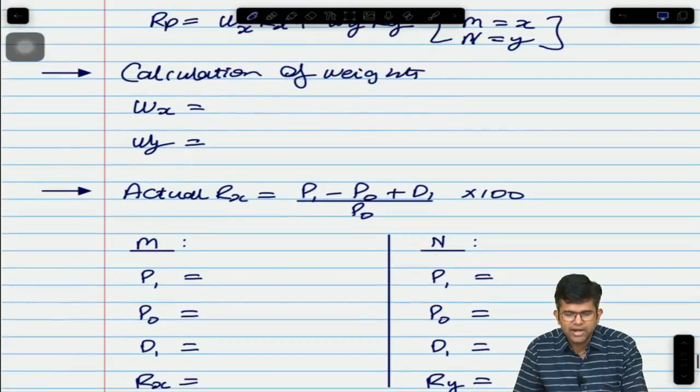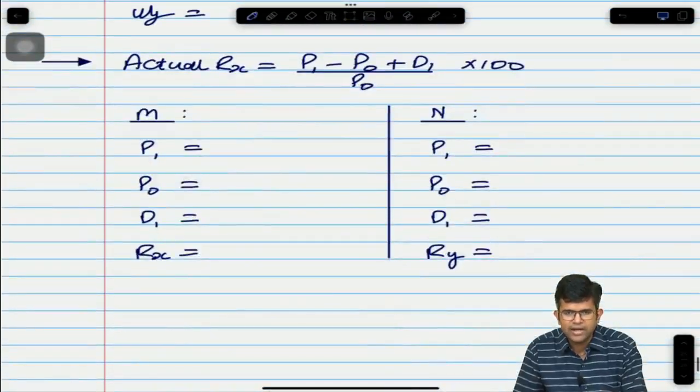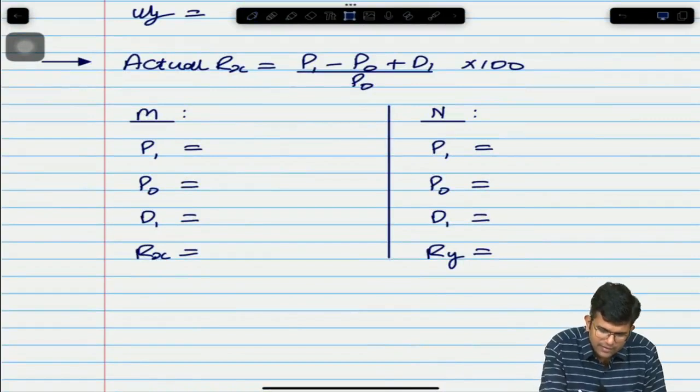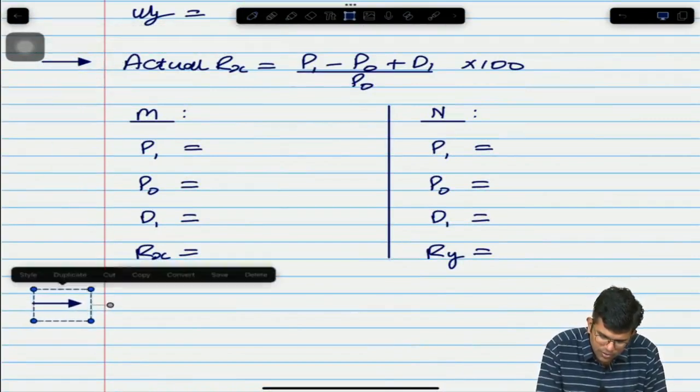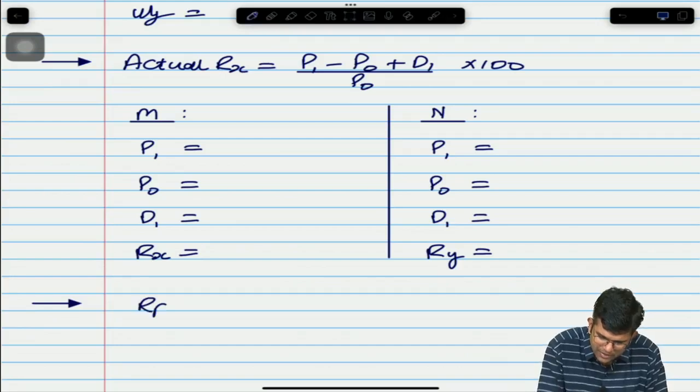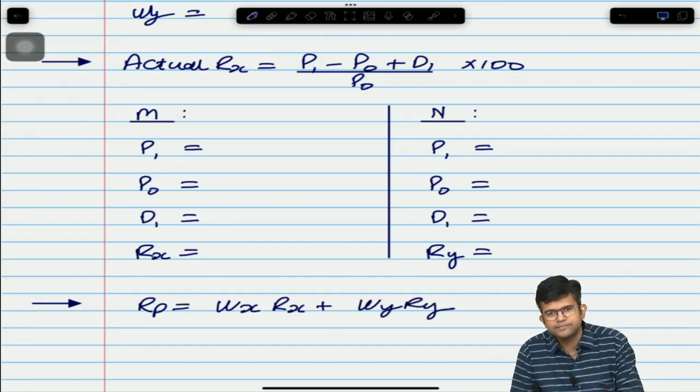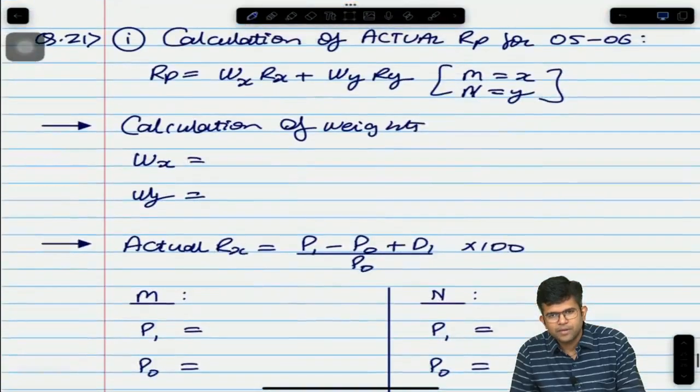And once you get weights, once you get Rx or Ry, then I am pretty sure you know that your job now is to find Rp, which will be Wx Rx plus Wy Ry. Would you like to try this? Everyone?